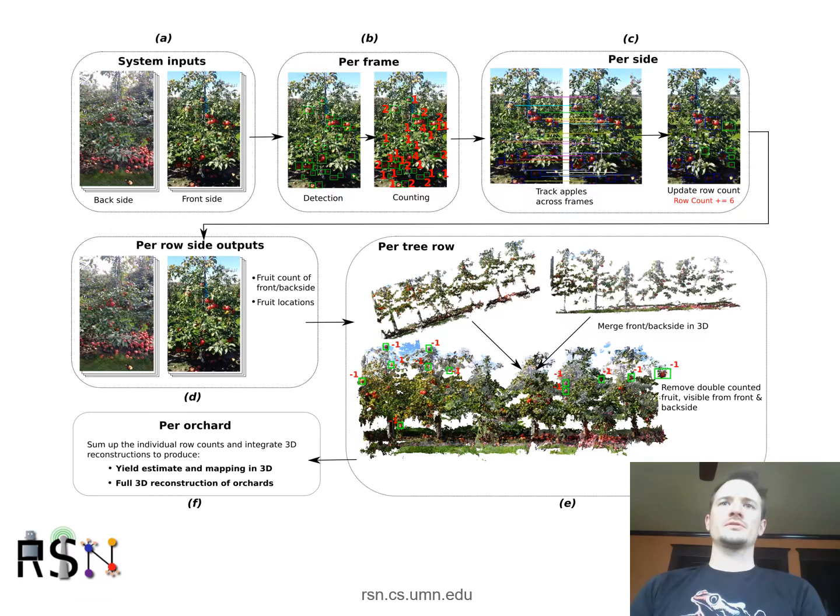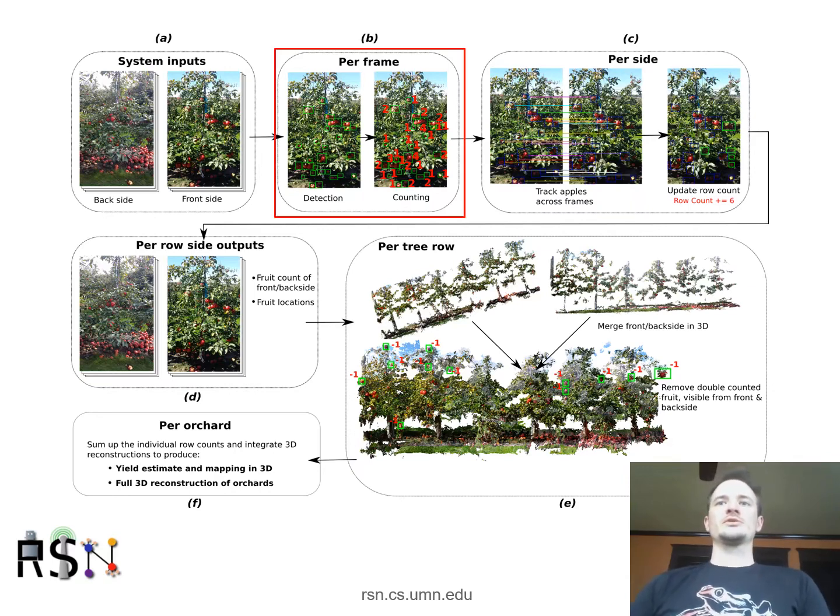So first, we look at the system inputs. Our system receives as inputs two video sequences, one from the front side of the tree row and one from the back side. On these two video sequences, we do per frame fruit detection and counting.